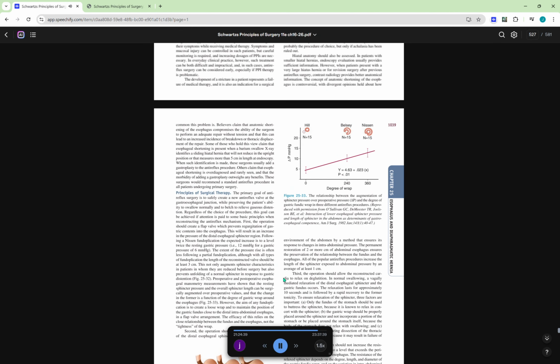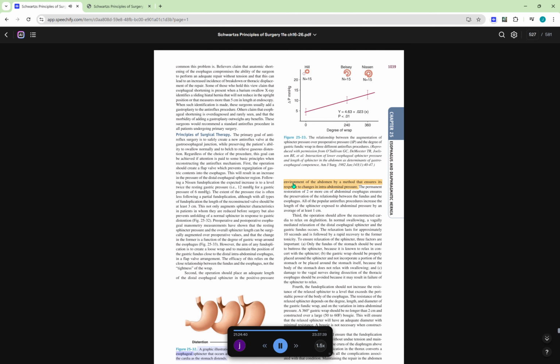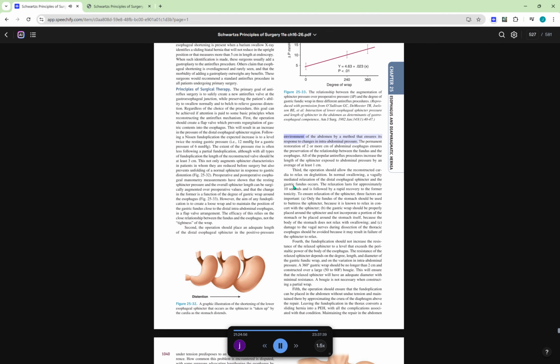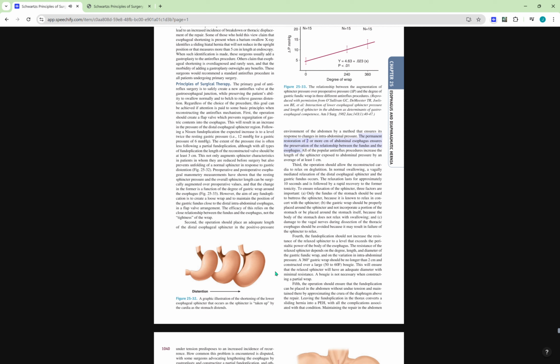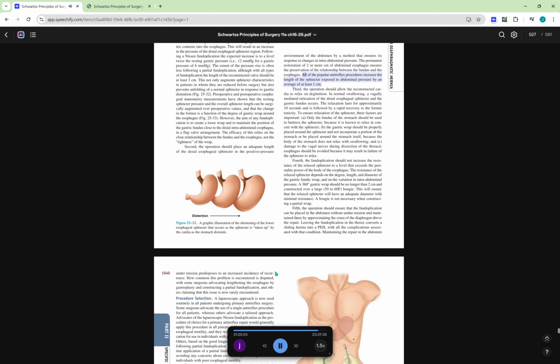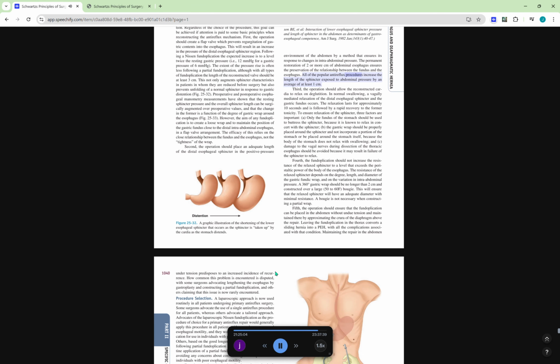Figure, a graphic illustration of the shortening of the lower esophageal sphincter. environment of the abdomen by a method that ensures its response to changes in intra-abdominal pressure. The permanent restoration of 2 or more cm of abdominal esophagus ensures the preservation of the relationship between the fundus and the esophagus. All of the popular anti-reflux procedures increase the length of the sphincter exposed to abdominal pressure by an average of at least 1 centimeter.